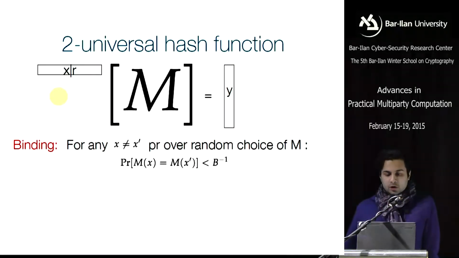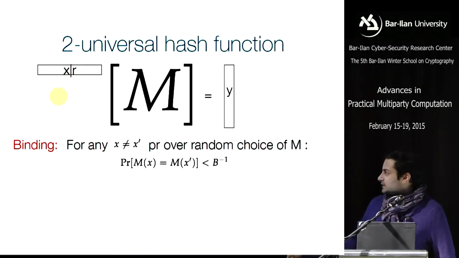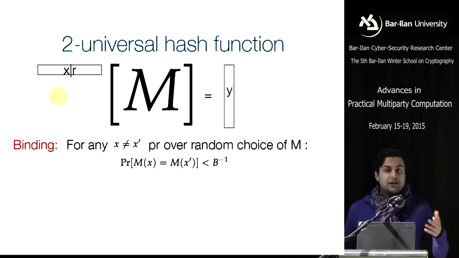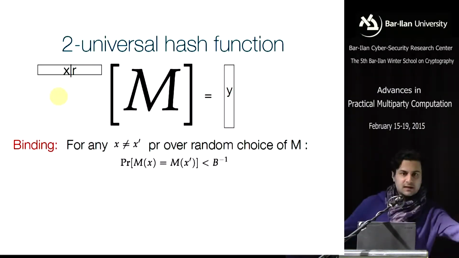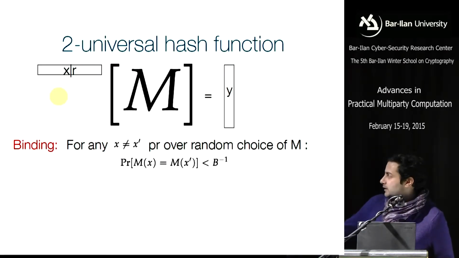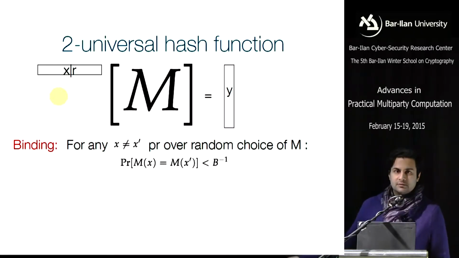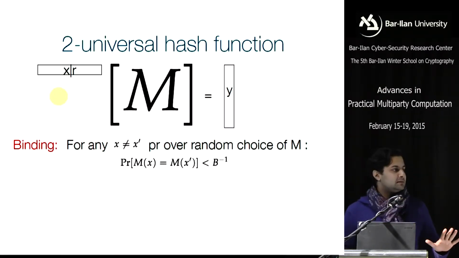And moreover, if the range of this matrix is large enough, then for any two different inputs, the probability over the random choice of m that these hashes collide is just like a standard hash analysis. It should be 1 over b, where b is the size of this range. Does that intuitively make sense? Okay.